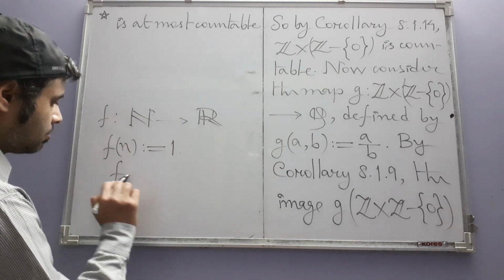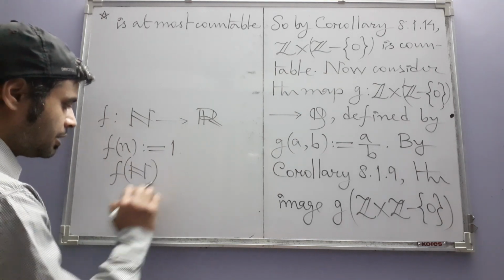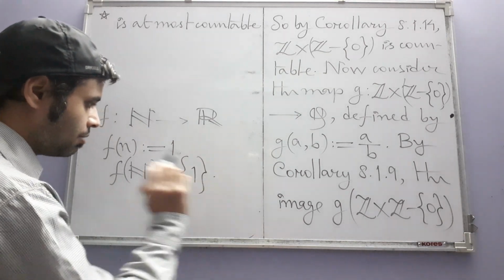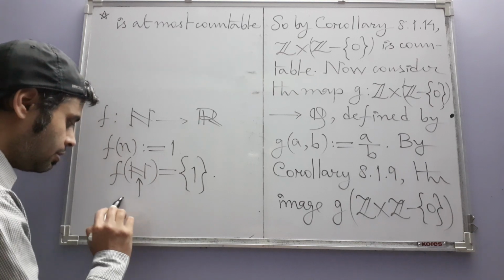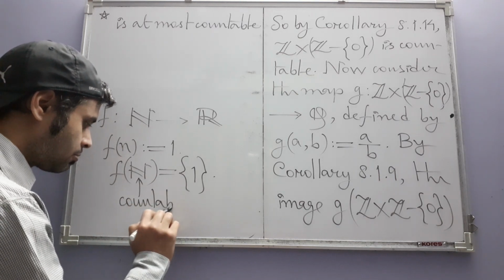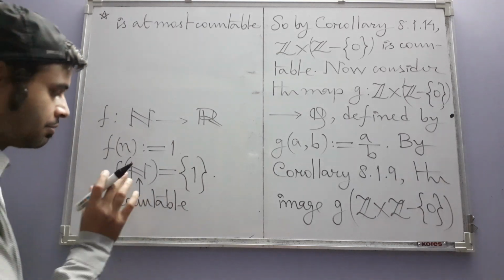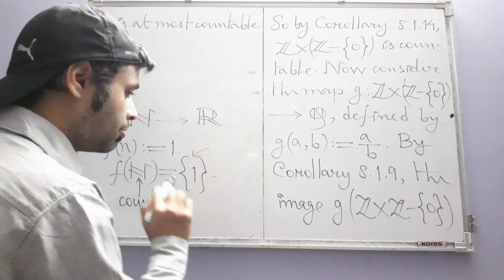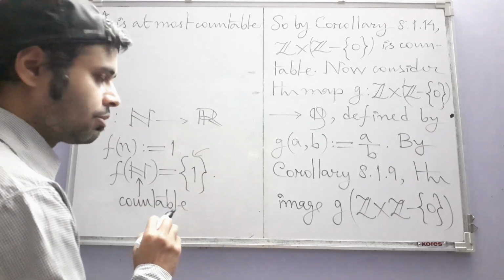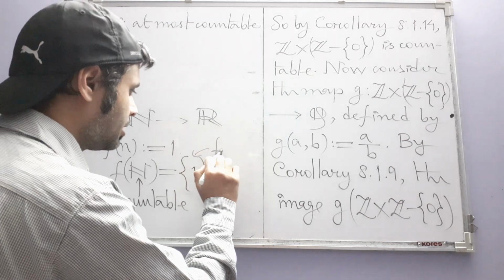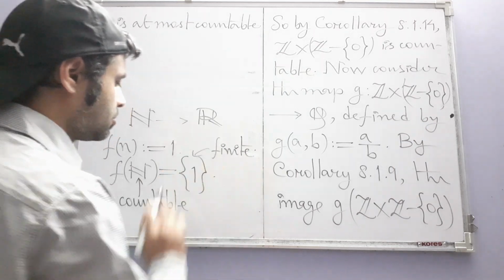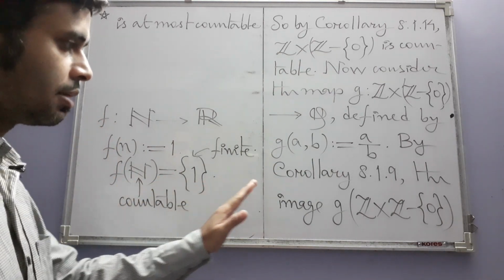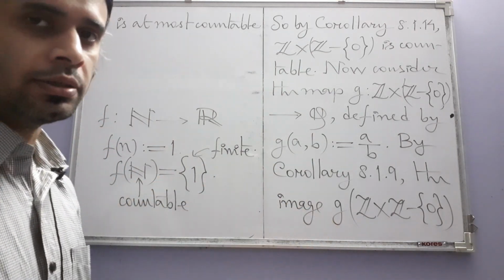But what is the image of the domain itself under f? It is the singleton set {1}. So although we know that N is at most countable, and since it's infinite, it is countable, this image is not countable. This is at most countable, and more specifically, it is finite. So unless we know what type of function we are dealing with, we cannot just simply conclude countability.